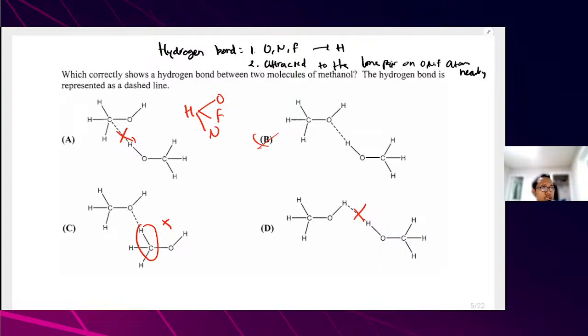Okay, so option E, the interaction between carbon and hydrogen. This one is not a hydrogen bond. Option C has the interaction with oxygen correctly, but the wrong hydrogen, because it's bonded to carbon, not the oxygen. It should be on the oxygen.